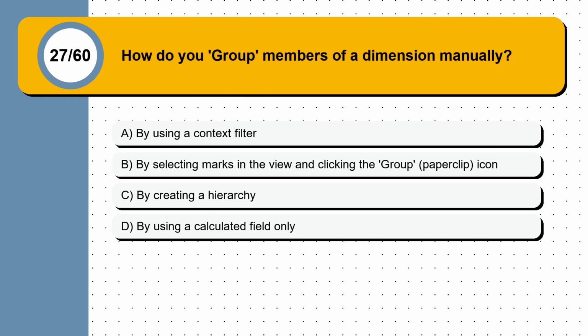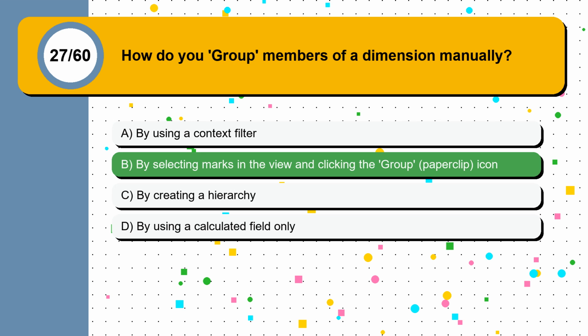Question 27. How do you group members of a dimension manually? Option A, by using a context filter. Option B, by selecting marks in the view and clicking the Group paperclip icon. Option C, by creating a hierarchy. Option D, by using a calculated field only.